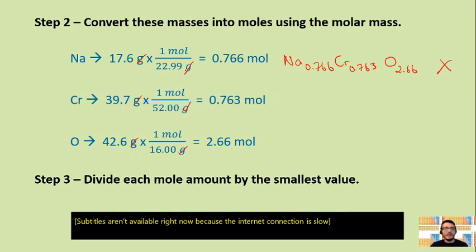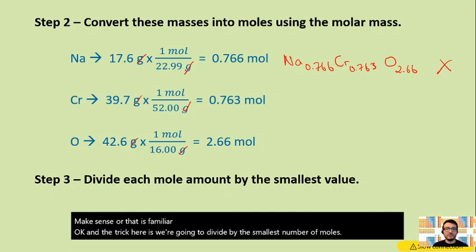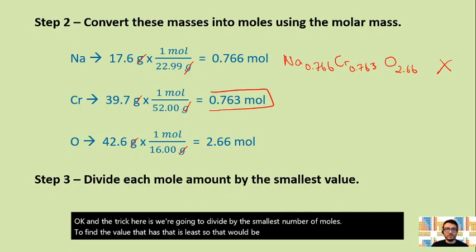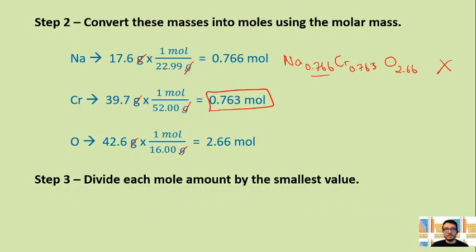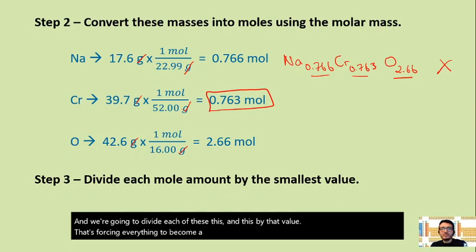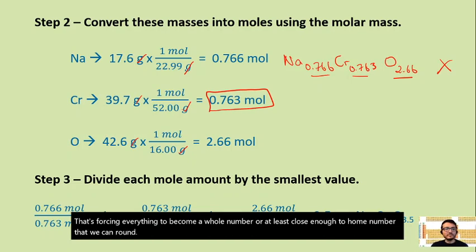Okay, and the trick here is we're going to divide by the smallest number of moles. So find the value that is least. So that would be this. That would be chromium. So 0.763, and we're going to divide each of these, this and this and this, by that value. That's forcing everything to become a whole number, or at least close enough to a whole number that we can then round. And this is what happens.